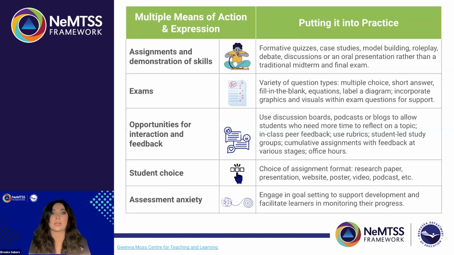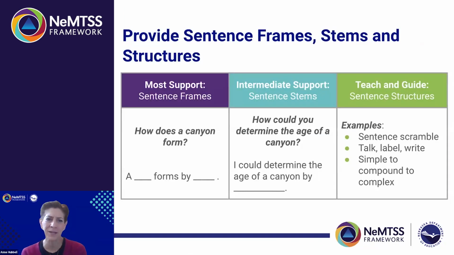Providing sentence frames, stems, and structures is a strategy that models for students the correct sentence structure. For students at the very beginning stages of language acquisition, frames provide the most support. Students only need to supply one or two key words. A blank, canyon, forms by blank, erosion.